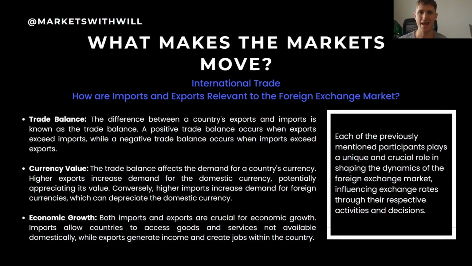Now, let's talk about how imports and exports are relevant to the foreign exchange market. We've sort of covered this already a little bit, but we'll talk on 3 different topics individually. So trade balance. The difference between a country's exports and imports is known as the trade balance. A positive trade balance occurs when exports exceed imports, while a negative trade balance occurs when imports exceed exports. So essentially, we're spending more than we're selling. We want to be selling more than we're buying because then we have that buffer there.